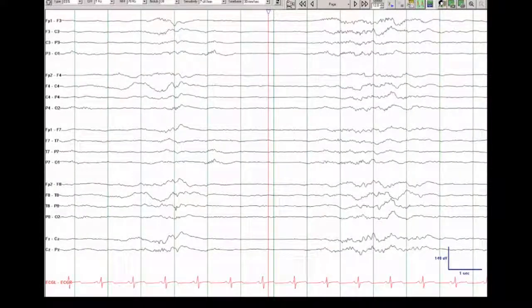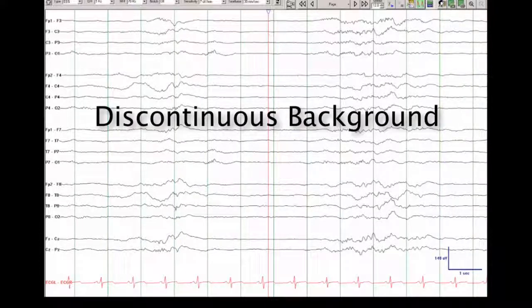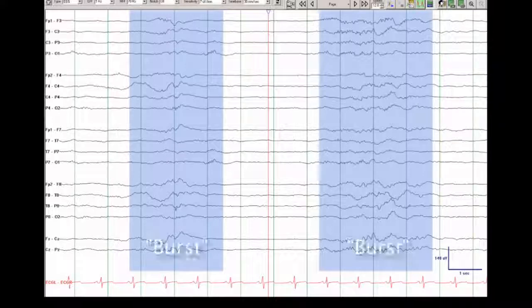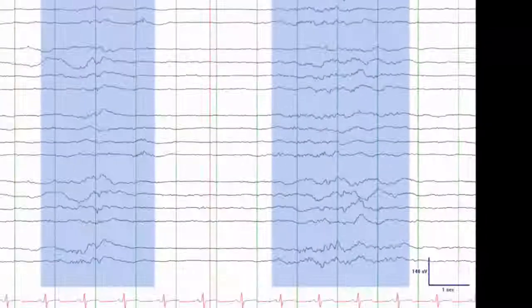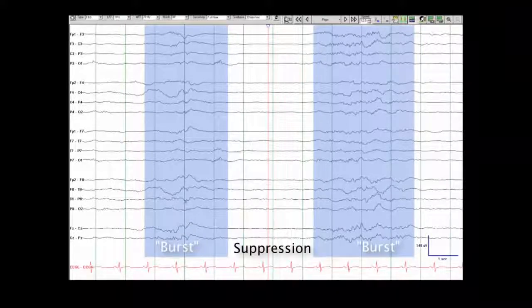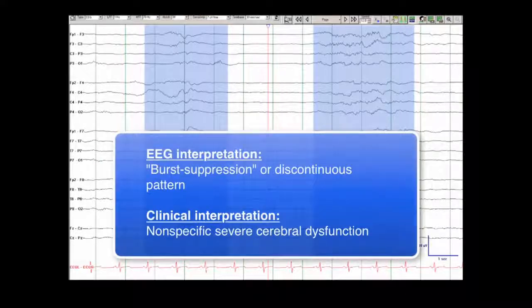As encephalopathy or cerebral dysfunction progresses, the background can become discontinuous, as seen here. We have bursts of cerebral activity with mixed frequencies, including delta, theta, and alpha frequency, alternating with periods of diffuse background flattening or suppression. We would call this a discontinuous or burst suppression pattern. This pattern, again, is nonspecific and can indicate severe underlying brain dysfunction, although this pattern can also be induced with high doses of sedating medications.